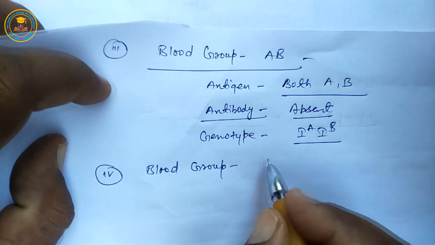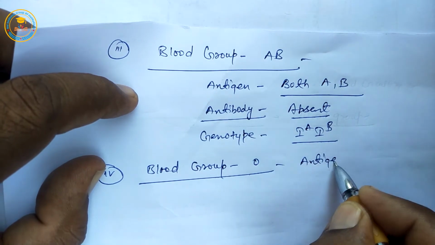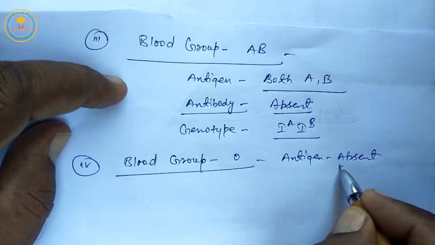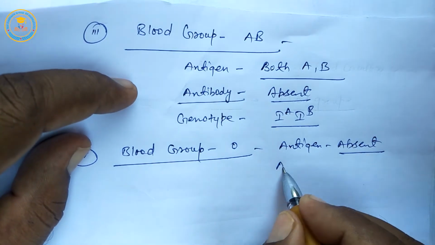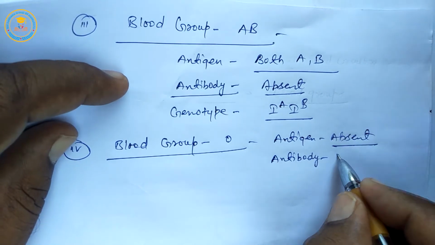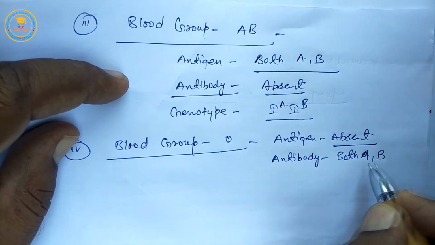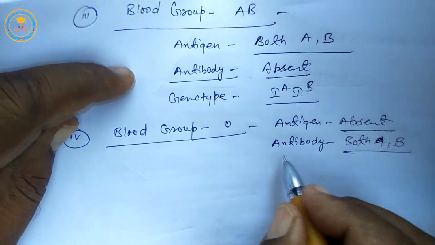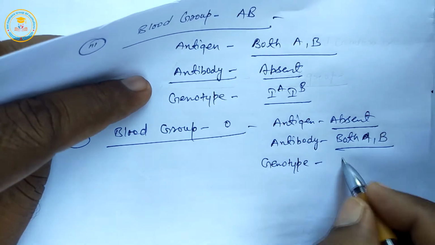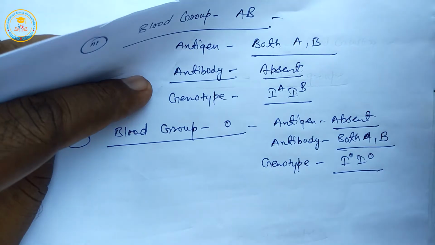Last is blood group O. Antigen is absent, it means both A and B are absent. Antibodies are both A and B. Next, the genotype is I0 I0.